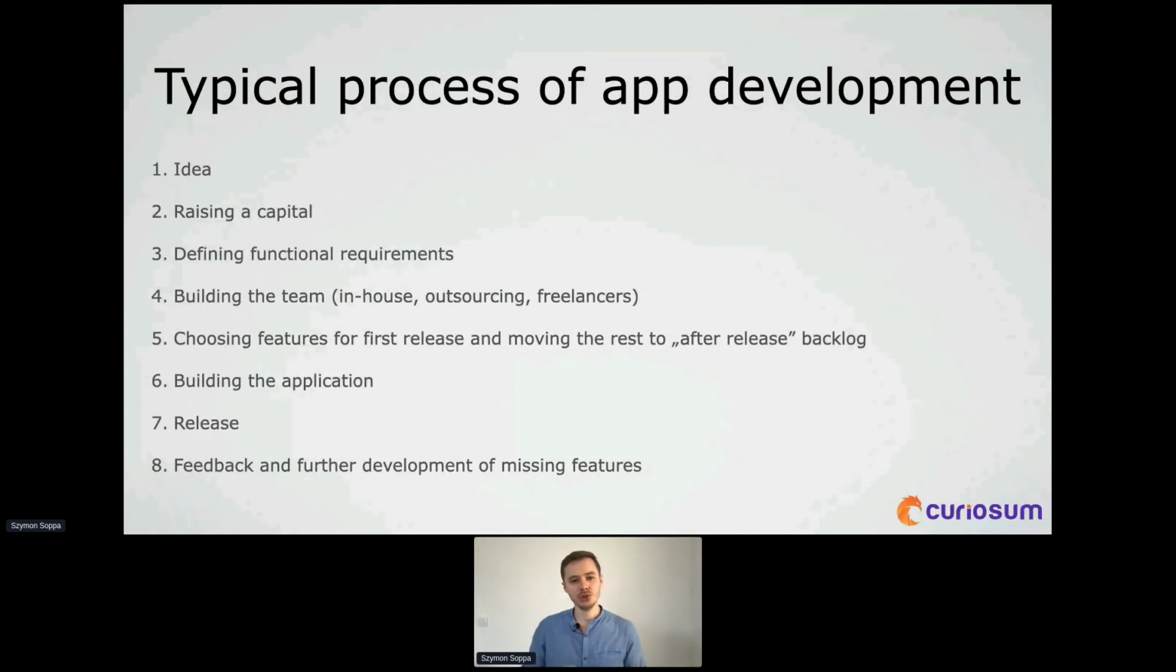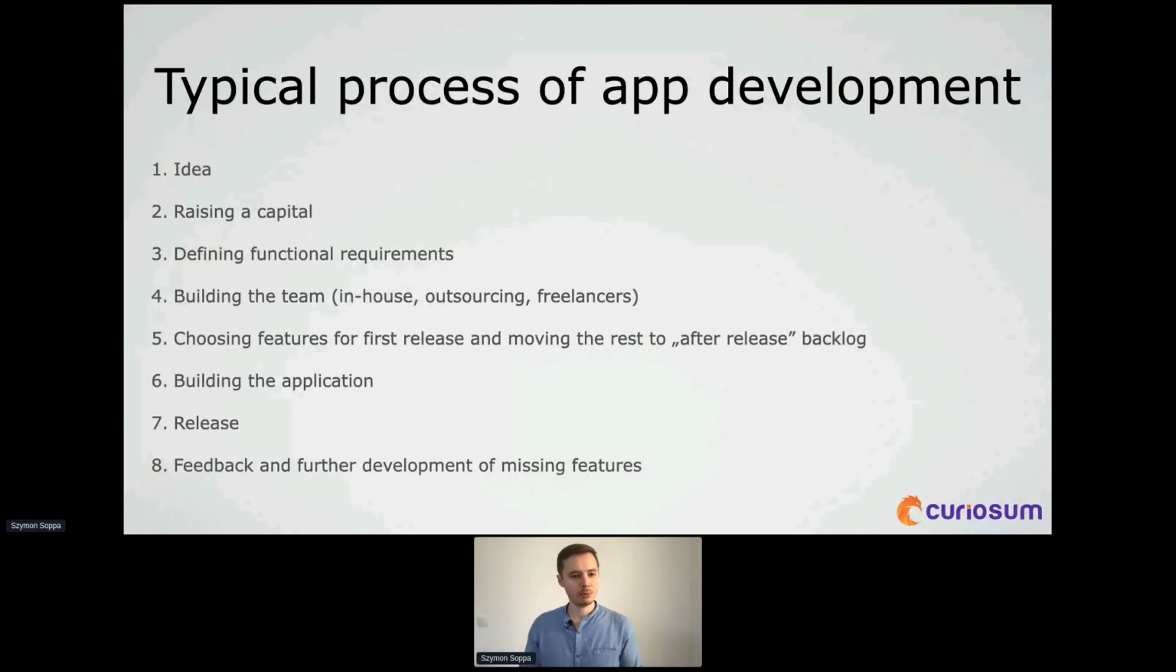Then comes choosing the features for the first release. We define the functional requirements in the third point, but now we're going to choose the features that we can do with the budget and the team that we gathered. And the rest of the features we're going to move to the backlog after the first release. So then comes building the application, and then comes the release.